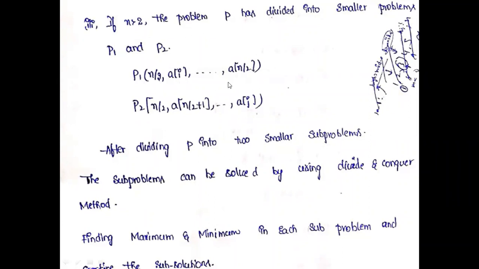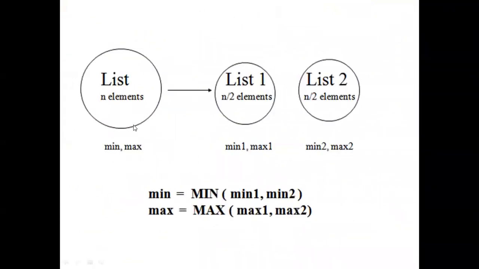Similarly, suppose the subproblem P1 is large, that is, it has more than 3 elements. It is divided into two subproblems again, and we find the maximum and minimum value and compare them in each subproblem. For example, the list has n elements. The list is divided into two separate lists of n by 2 elements each. Find the minimum and maximum value in list 1, and find the minimum and maximum value in list 2.